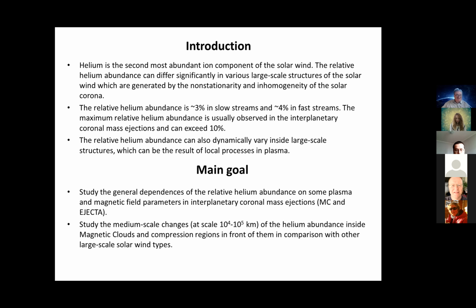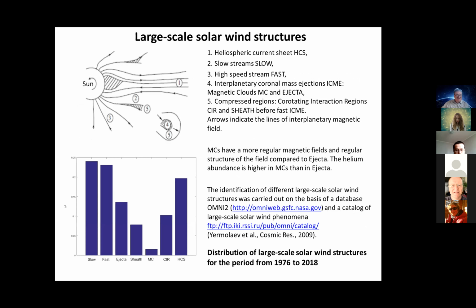The main objectives of this research were, firstly, to study the dependencies of the relative helium abundance on some plasma and magnetic field parameters in both types of interplanetary coronal mass ejection, and secondly, to study the medium-scale change in the helium abundance inside the magnetic clouds and the compression region in front of them.